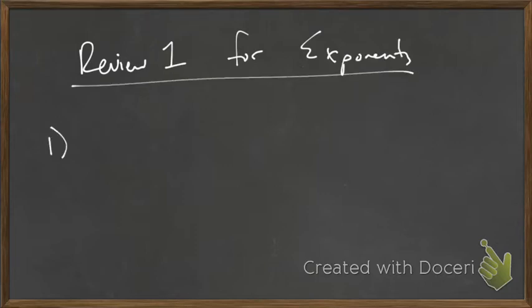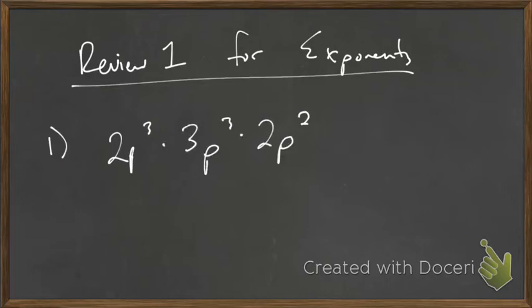So problem 1. We got 2p cubed times 3p cubed times 2p cubed squared. Remember, nothing's magically attached. So 2 times 3, 6 times 2 is 12. I've got 12 there. And I've got the product rule here, so 3, 3, 6, 8 for my exponent of p. I had 8 factors of p.